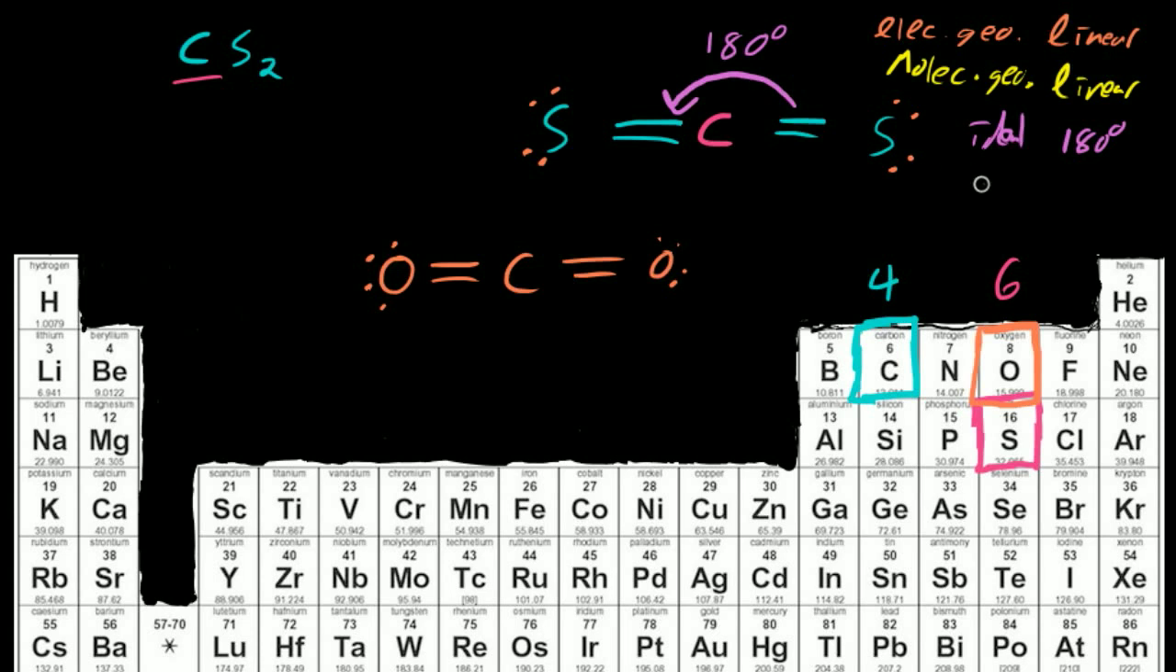Well, the actual angle is also going to be 180 degrees, because we're not going to have any other electron groups pushing this angle one way or another. Our ideal angle is going to be what we actually observe. So our actual angle is also going to be 180 degrees.